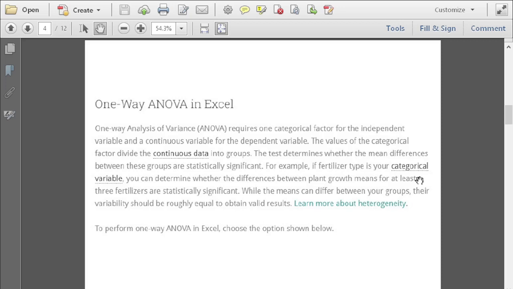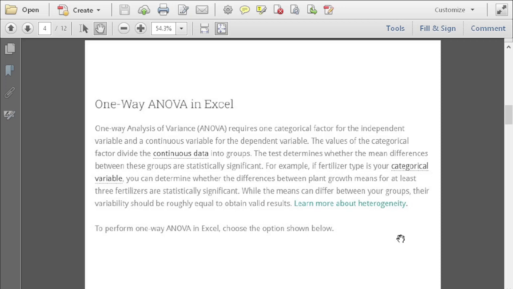For example, fertilizer type is your categorical variable. You can determine whether the differences between plant growth means for at least three fertilizers are statistically significant. So, for example, there are three types of fertilizers, and we're going to see if there's a significant difference among those three types of fertilizers. While the means can differ between your groups, their variability should be roughly equal to obtain valid results.